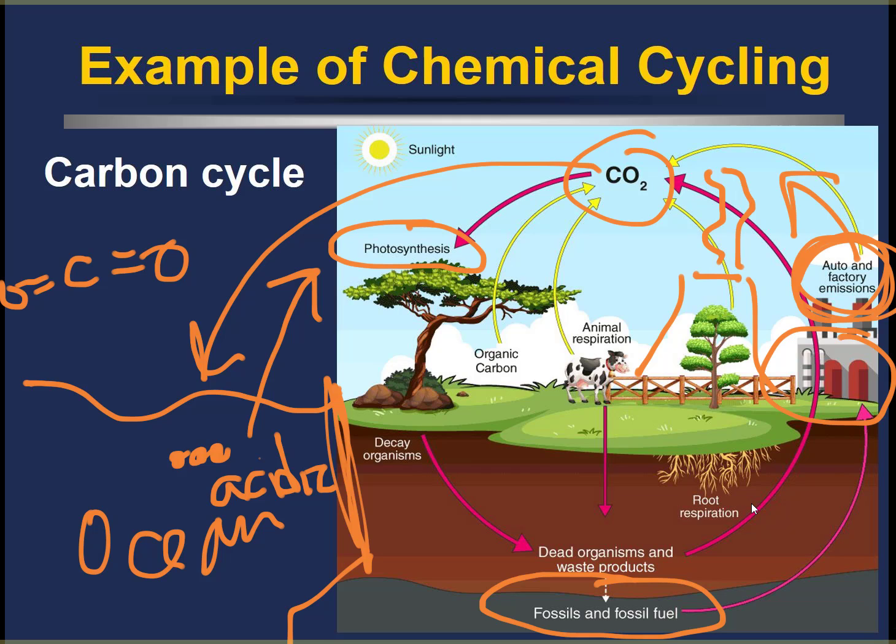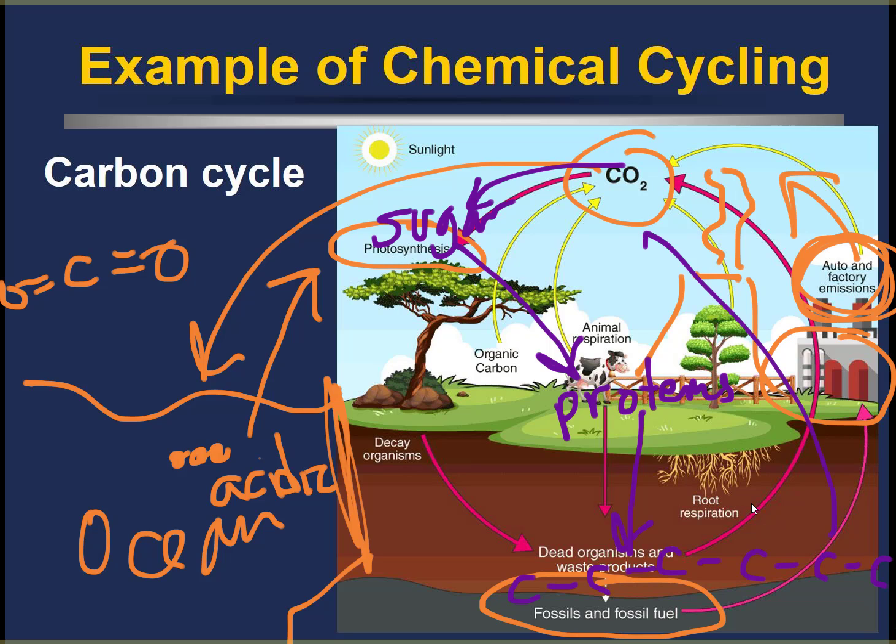But this is an example of chemical cycling. Your carbon changes forms from CO2 to, in photosynthesis, sugars. So from CO2 to sugar, and then it might change from sugar to animal proteins. And then it will break down and form fossil fuels, which are long carbon chains. It can all get turned back into CO2, all of these, as they break down. So it's called a chemical cycling because there are chemical reactions that are occurring.